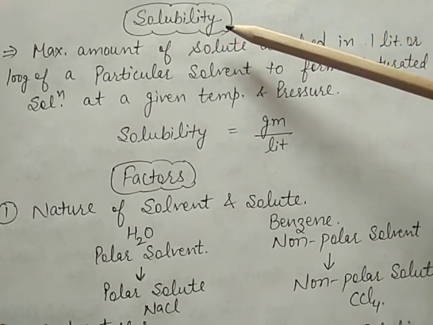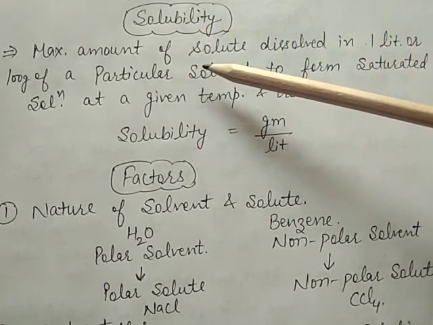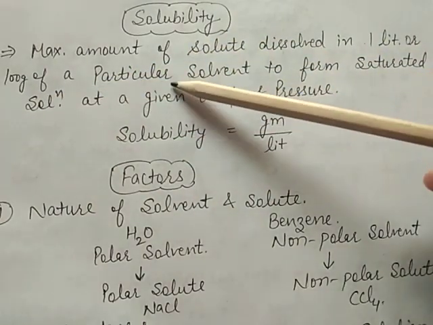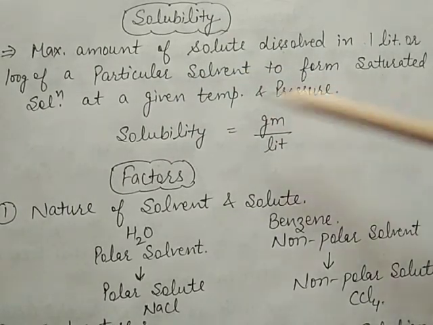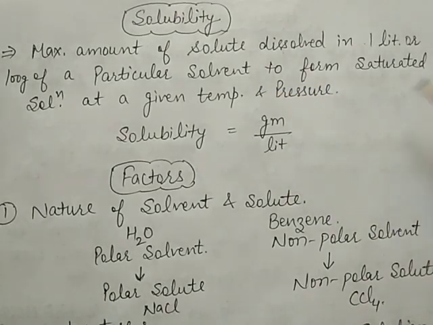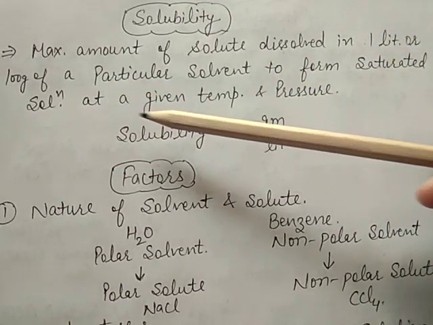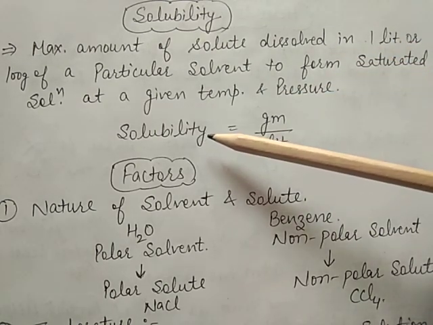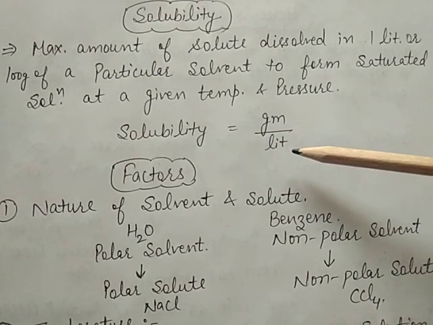What do you mean by solubility? Solubility is the maximum amount of solute dissolved in 100 gram of a particular solvent to form a saturated solution at a given temperature and pressure. What do you mean by saturated solution? It means the maximum amount of solute dissolved in a given quantity of solvent at a particular temperature. The unit of solubility is gram per liter.